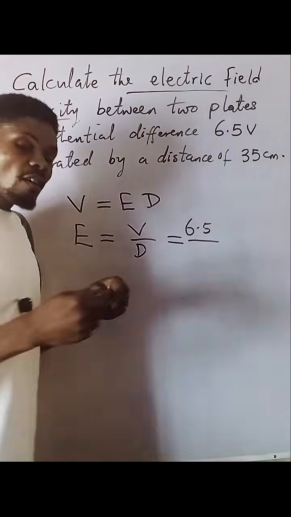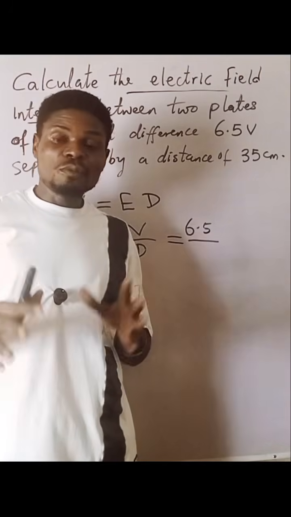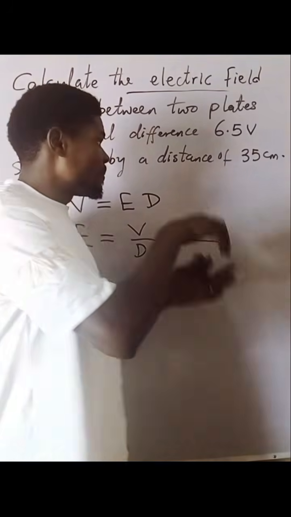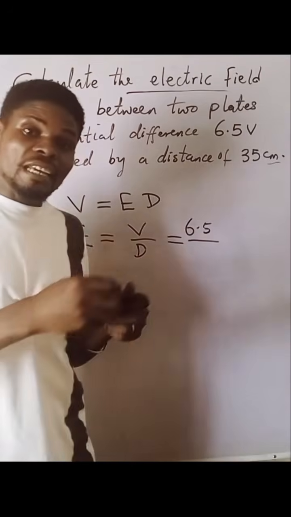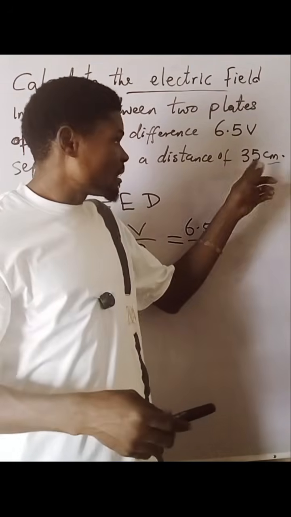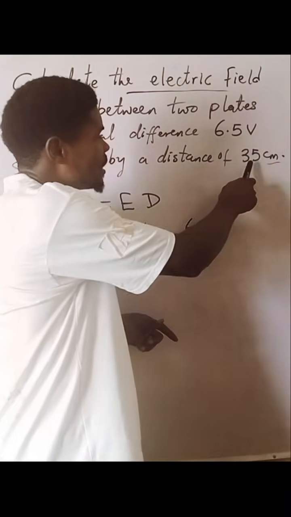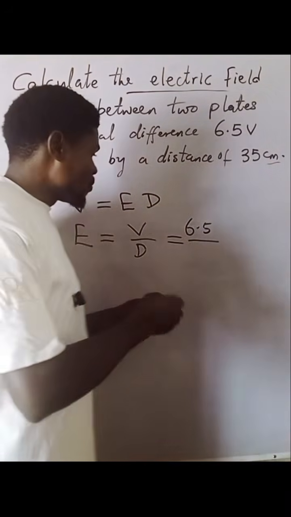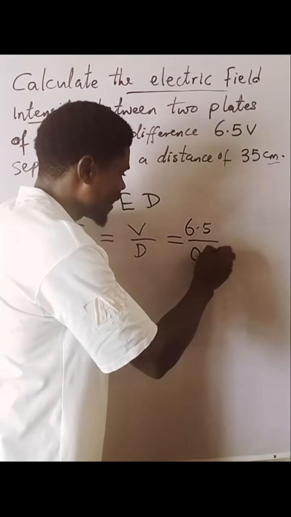35 centimeters. Of course, we are not going to use 35 cm to solve. We need to change that cm to meter. The SI unit of distance is meter. All right, you can't use the value in centimeters to solve. So if you change 35 centimeters to meter, it will give you 0.35.